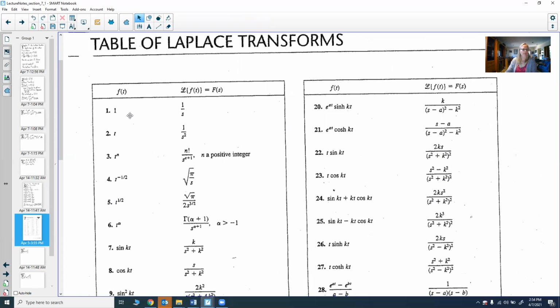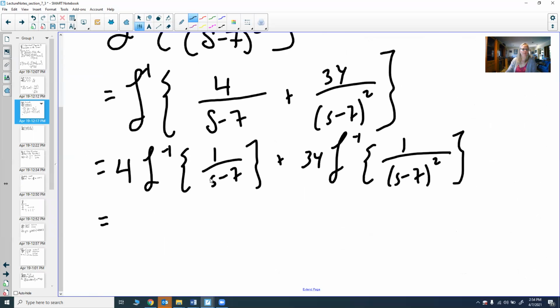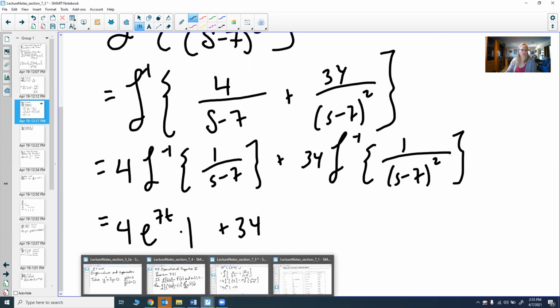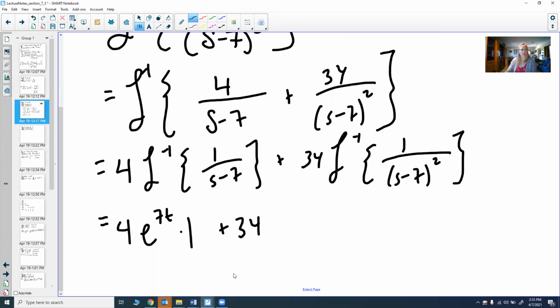So again, if I go to my table, 1 over s always translates as just 1. So we know we're going to get 1 times e to the at, where in this case, the a is a 7. Sorry, the a is a 7 because it's s minus a that we're doing. So you can have 4 e to the 7t times 1 plus 34. Now again, we're looking for s minus 7 squared in our table. S minus 7 squared will get me t. So again, because we got the s minus 7, you will end up with an e to the 7t times t.